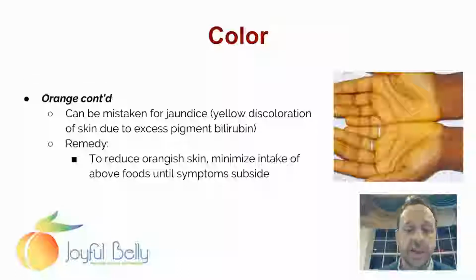But orangish skin can be mistaken for jaundice, which is a very serious medical condition. Jaundice is a yellow discoloration of the skin caused by intense liver problems. So if you have jaundice, you need to seek medical attention immediately. And it's due to bilirubin, the presence of too much bilirubin in your blood, which is caused by liver problems.